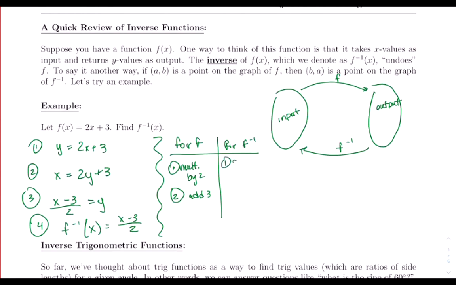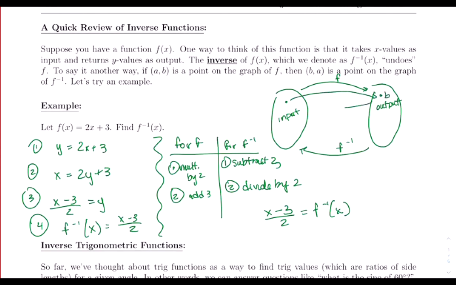So you would first subtract 3 and then divide by 2, which gives you x minus 3, divided by 2. This is f inverse of x. So think about this: A maps to B under f, but B maps to A under f inverse.